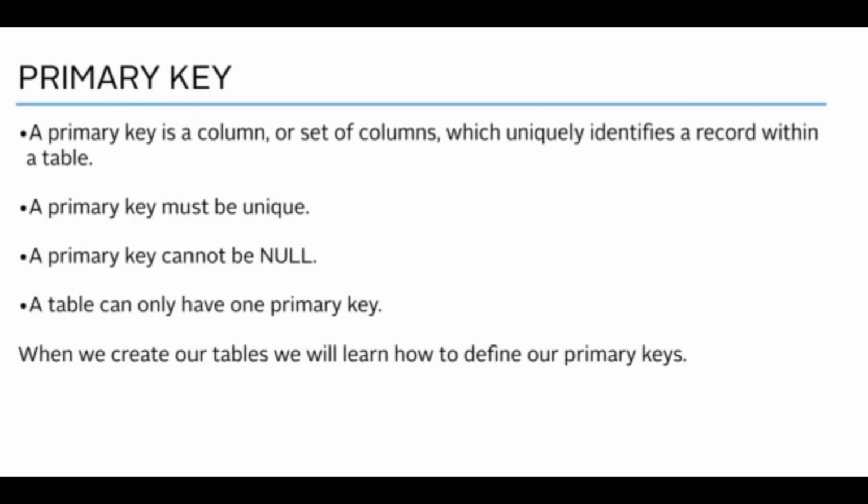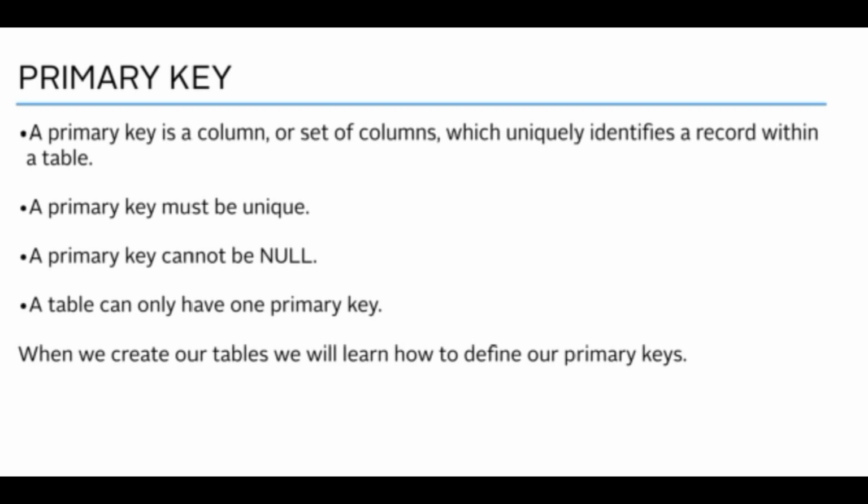So let's have a look at primary keys. A primary key is a column or a set of columns which uniquely identifies a record within a table. So each new entry of data within a table is going to have a unique identifier for that row, and this is what we call a primary key.